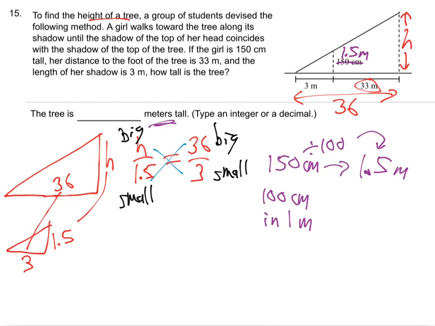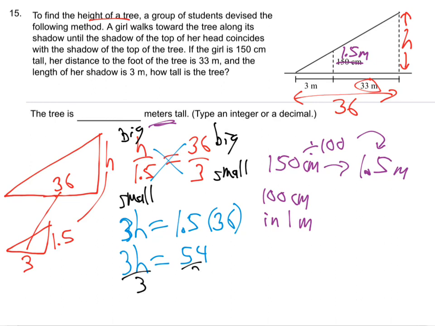It's good. Cross multiply: 3 times h equals 1.5 times 36. I'll use my calculator here. 1.5 times 36 is 54. Last step to get h alone, divide by 3, and h equals 18. So h is 18. The height of the tree must be 18 meters. There we go.